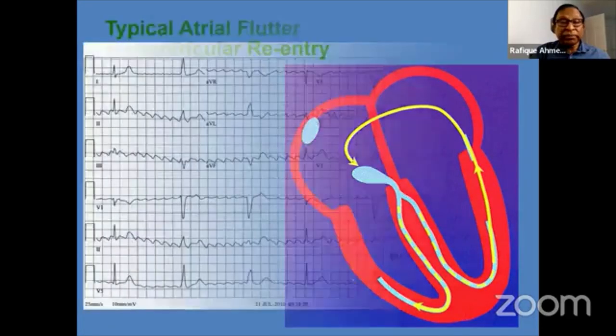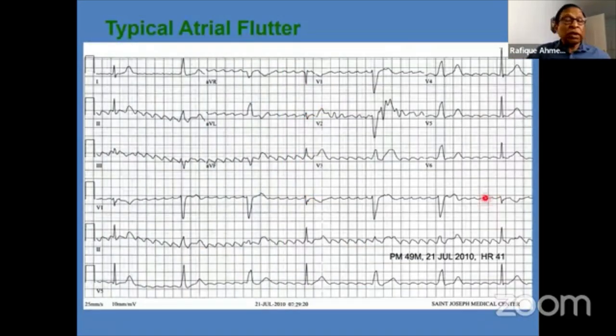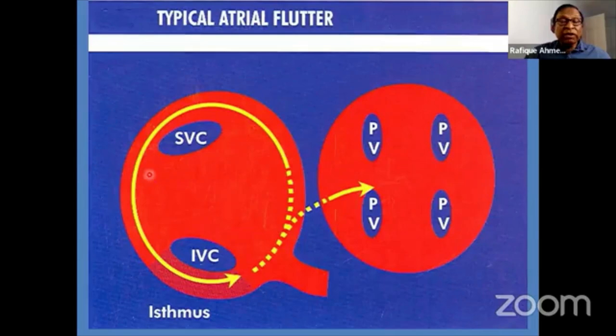This is another common tachycardia that we see, typical atrial flutter. What happens in atrial flutter is there is reentry. In the common typical flutter, the electricity goes between the inferior vena cava and the tricuspid annulus and produces the tachycardia. That's where we can ablate this narrow zone. Interestingly, typical atrial flutter is more common, I have seen more in America than in Bangladesh. In Bangladesh, we have more atrial fibrillation.